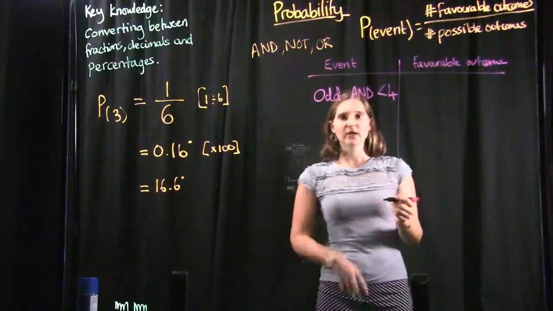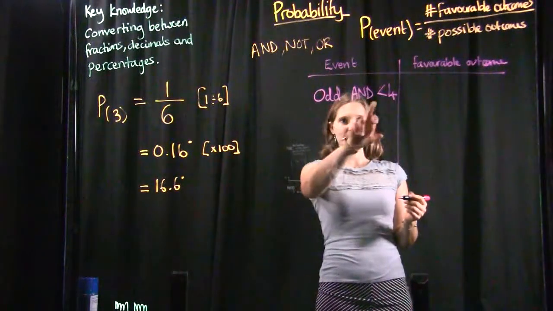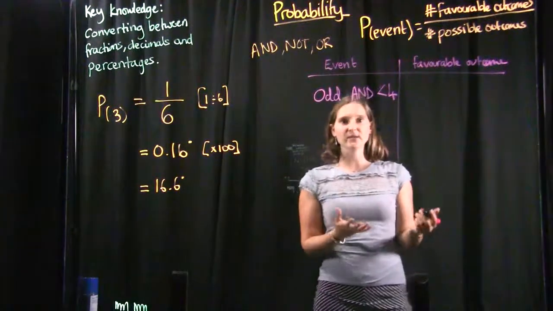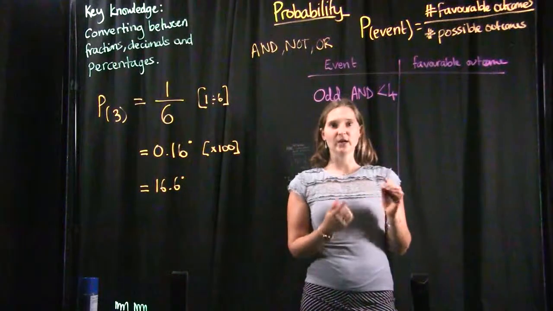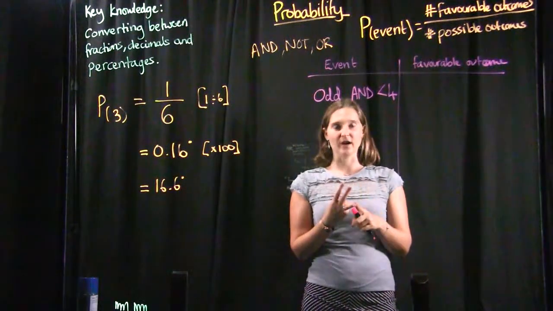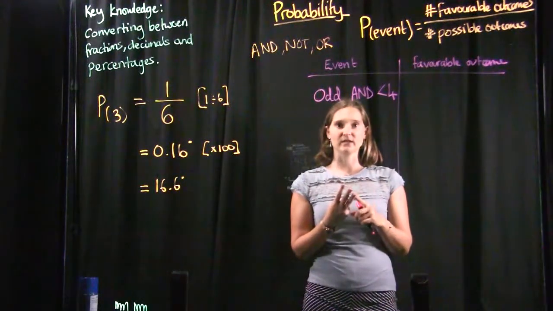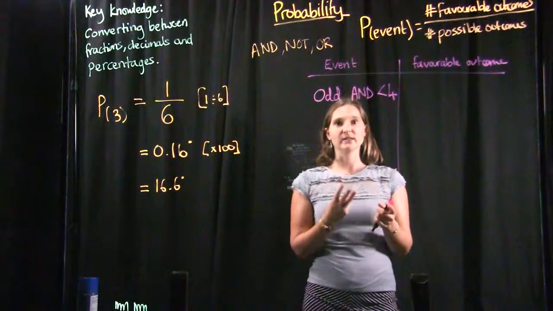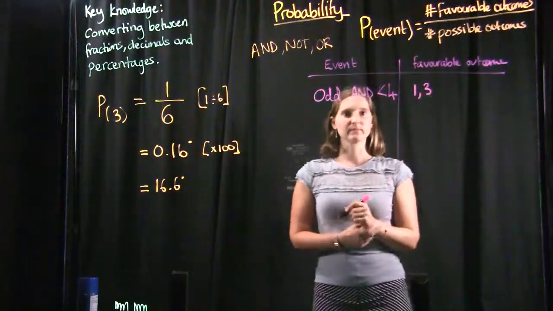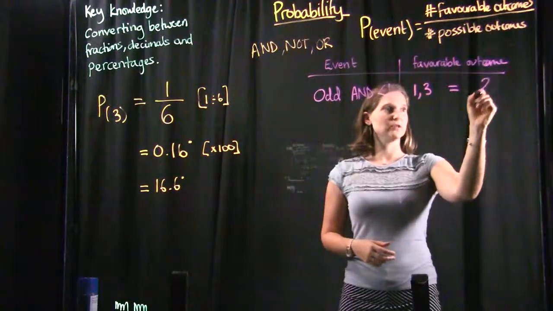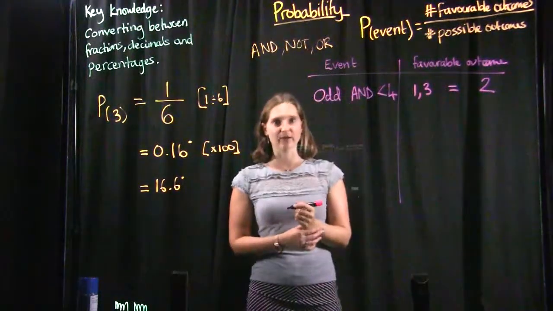All right, so if we want our dice roll to be odd and less than 4, we need to count up the possible favourable outcomes that we could have. So odd numbers we know are 1, 3, and 5, but we need to make sure that our answer is less than 4. So our options now are just 1 and 3. So that gives us 2 possible favourable outcomes.